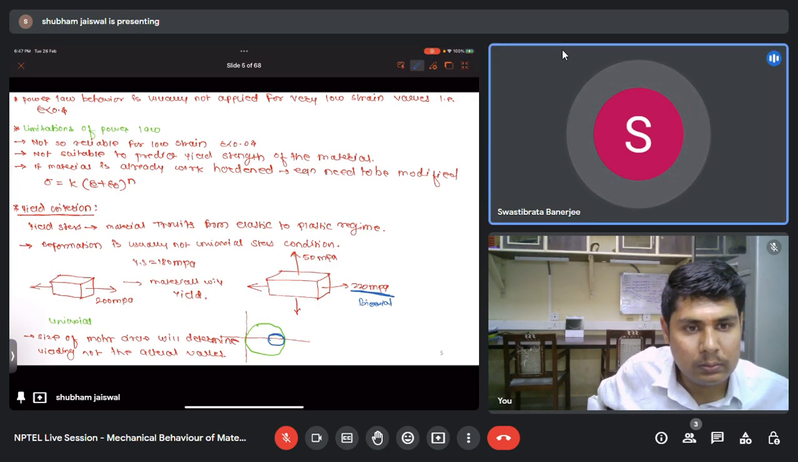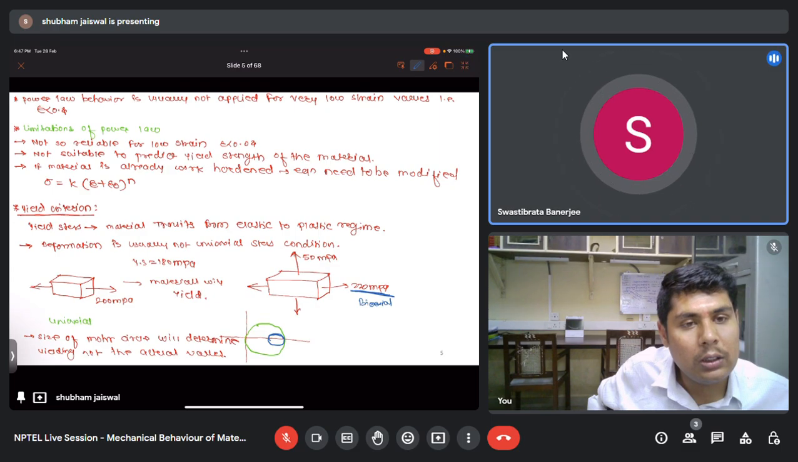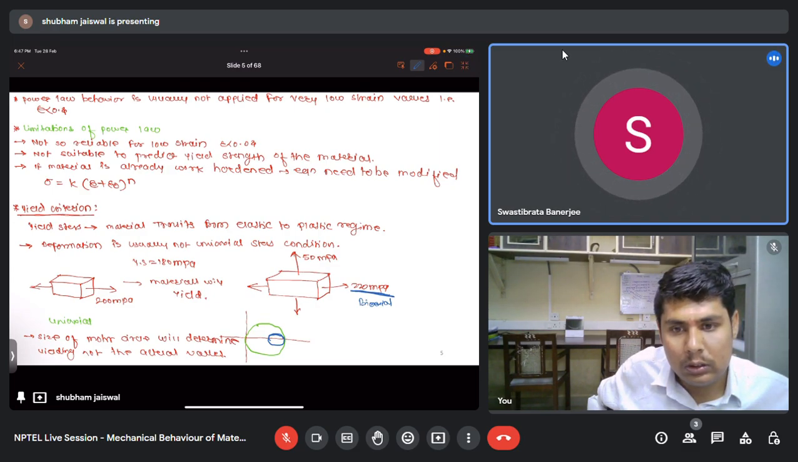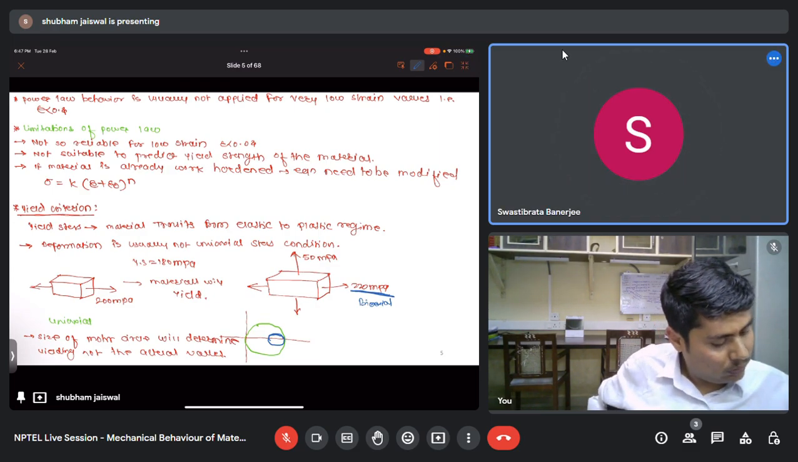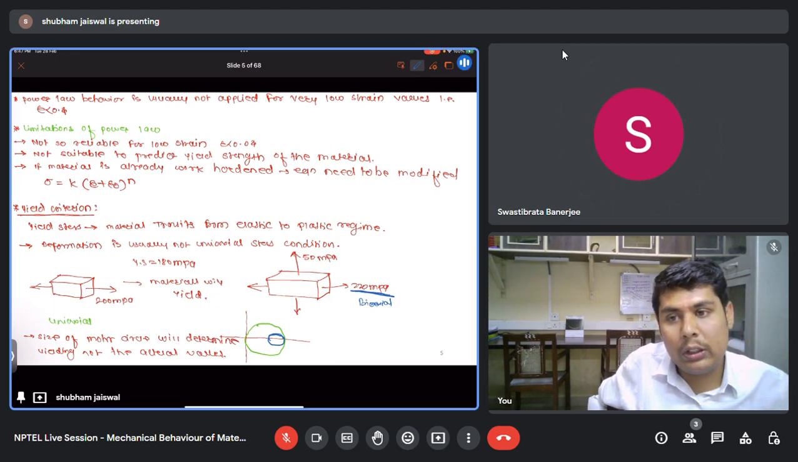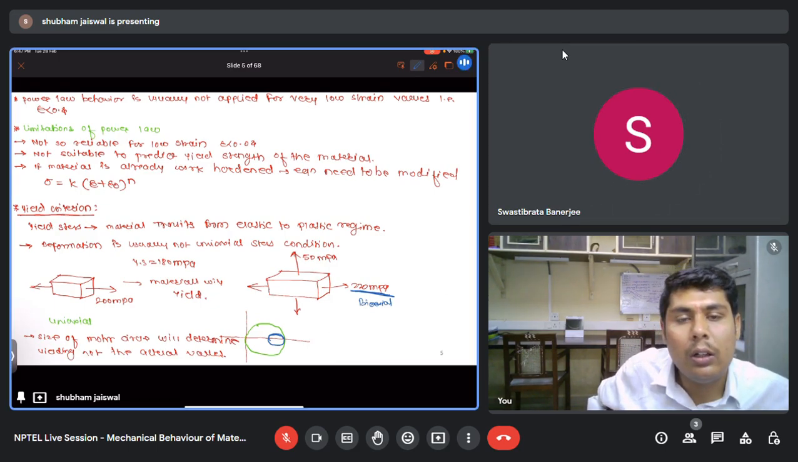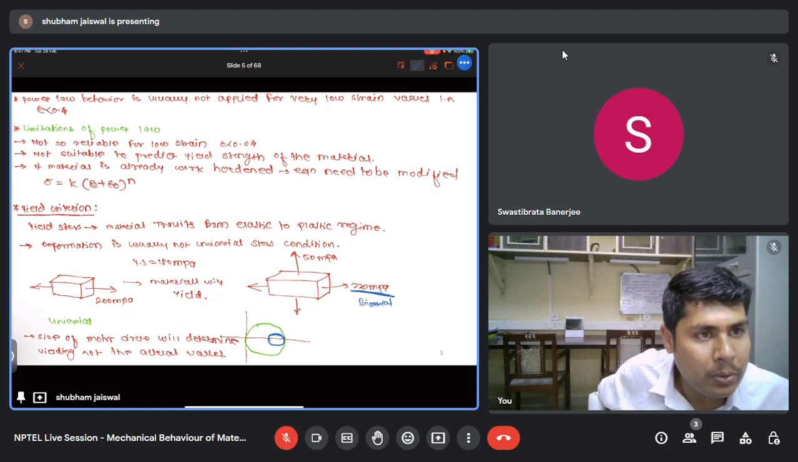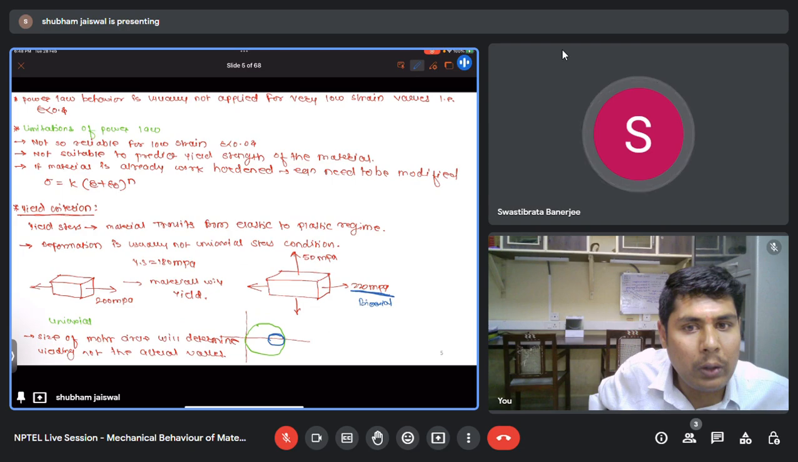Sir, can you again repeat this portion, the yield criterion? Okay, so what is the yield strength? It is where the material transfers from the elastic to the plastic regime. So for the plastic regime, which stress is more important? It is your shear stress, is it not? Because for the plastic regime, definitely.